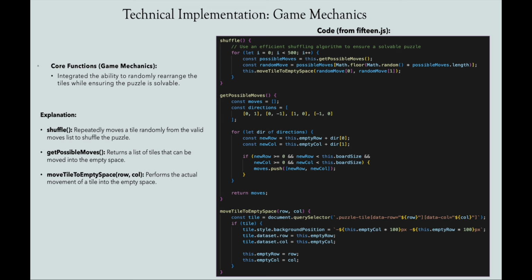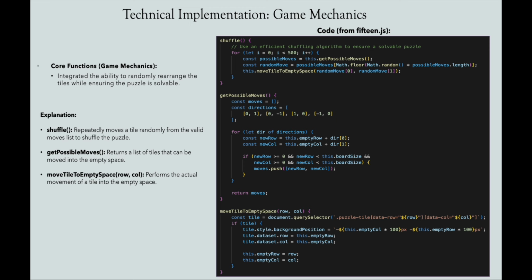Looking at the code snippet to the right, again from our 15 JavaScript file, the core functions we show here in the game mechanics showcase the integrated ability to randomly rearrange the tiles while ensuring the puzzle is solvable. Again, a few explanations here. Looking at the shuffle, we again utilize the for condition, and here it is going to repeatedly move a tile randomly from the valid moves list to shuffle the puzzle.